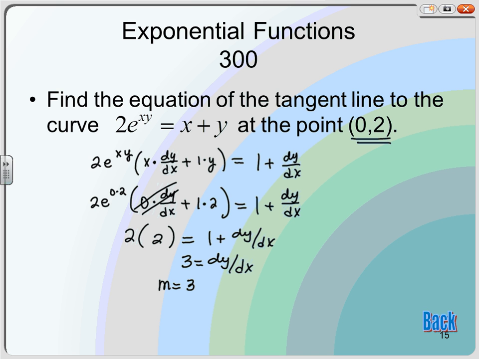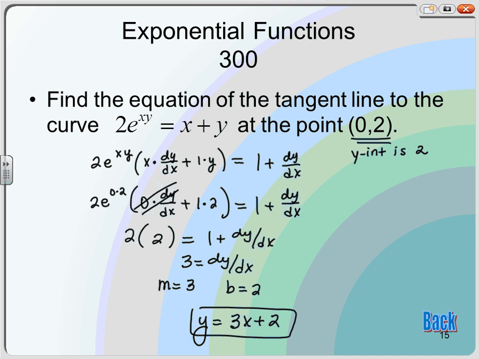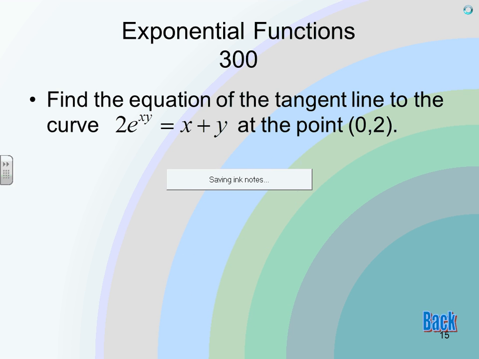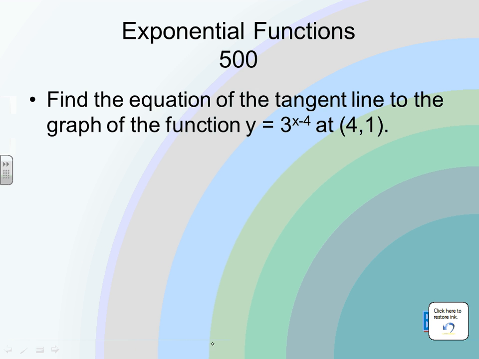And this is nice because it's at the point (0, 2). That means your y-intercept is 2, so that's your b value. So I have m and I have b. My equation of the line is y = 3x + 2.